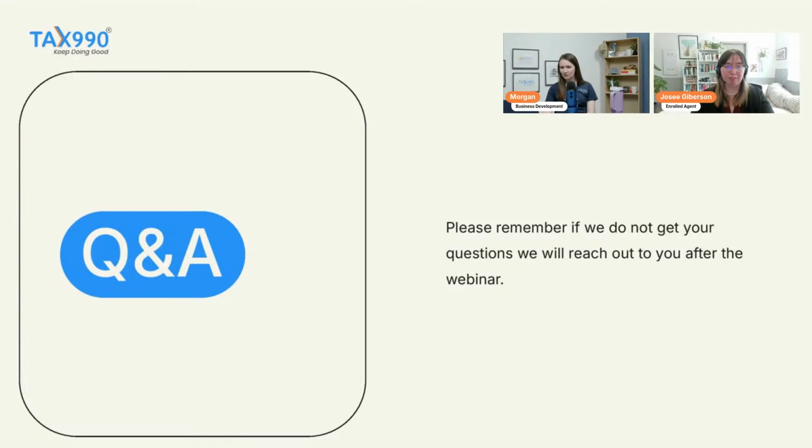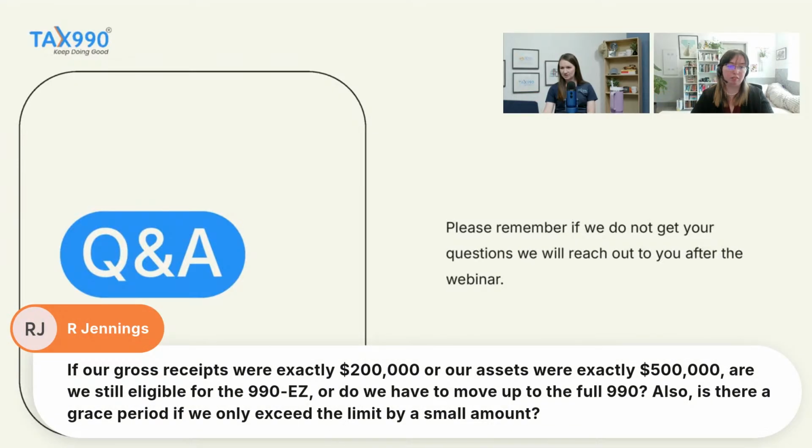Yeah. R. Jennings has a question. If our gross receipts were exactly $200,000, but our assets were exactly $500,000, are we still eligible for the 990 EZ, or do we have to move up to the full 990 form? Also, is there a grace period if we only exceed the limit by a small amount? This is such a great question because it covers a few things that I love to mention.